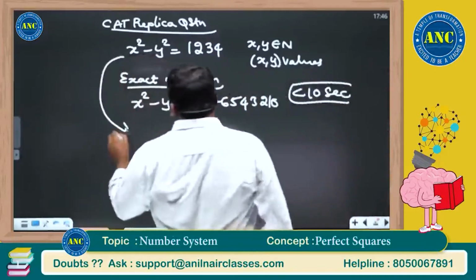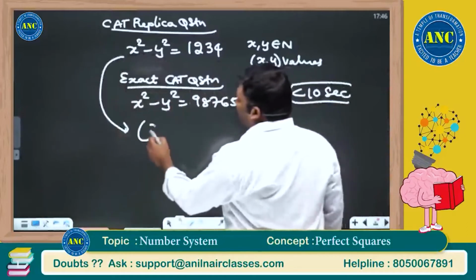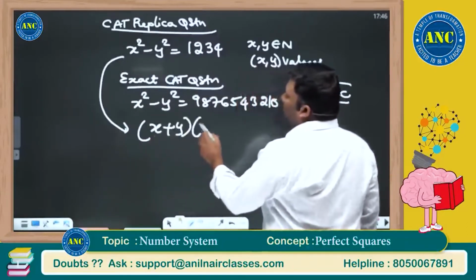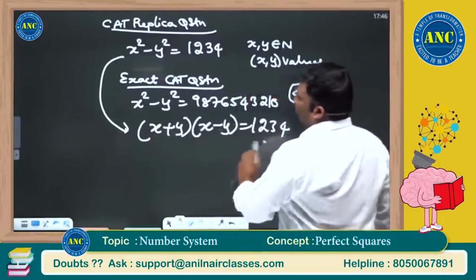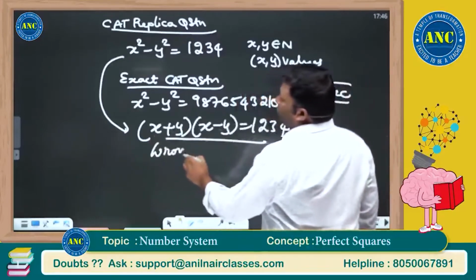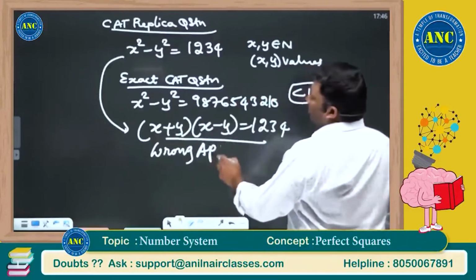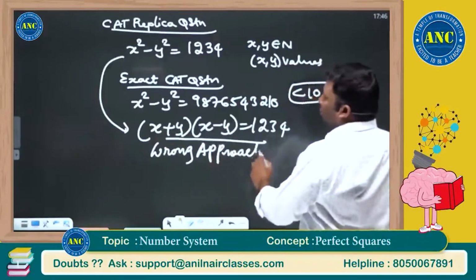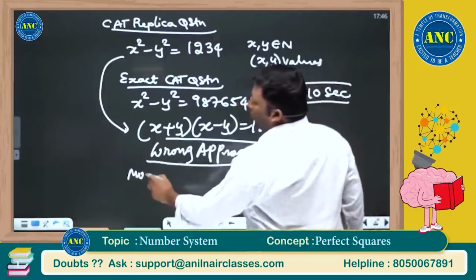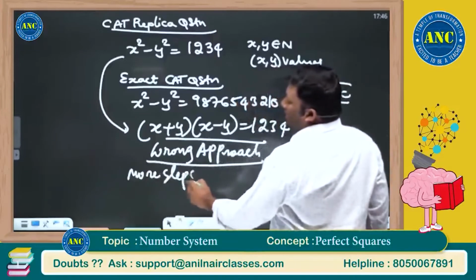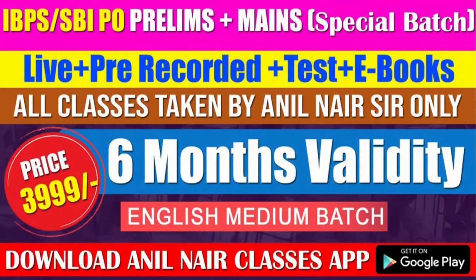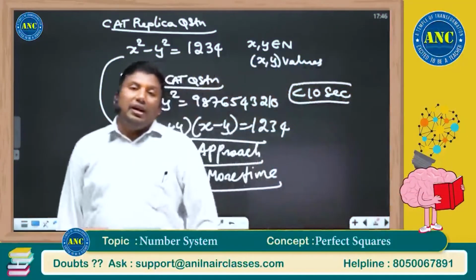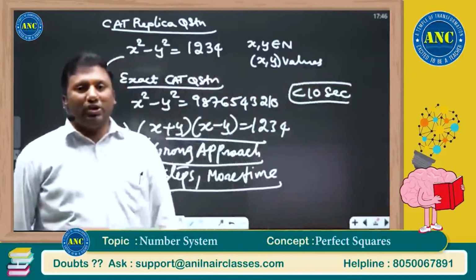If any student thinks that they are good in mathematics and you are trying to factorize this number, then I wish you good luck. Right? This method is a wrong approach to solve the question. Why? Because anything which takes more steps and more time, definitely I would not recommend that approach to students.